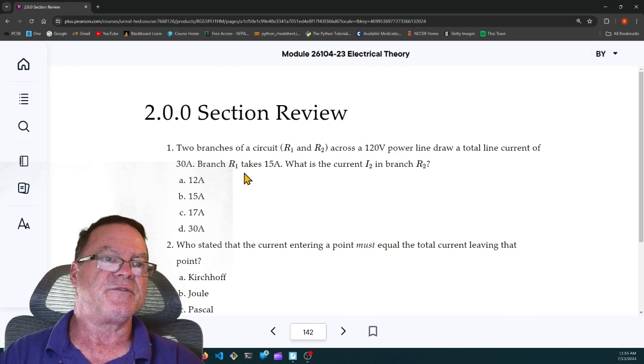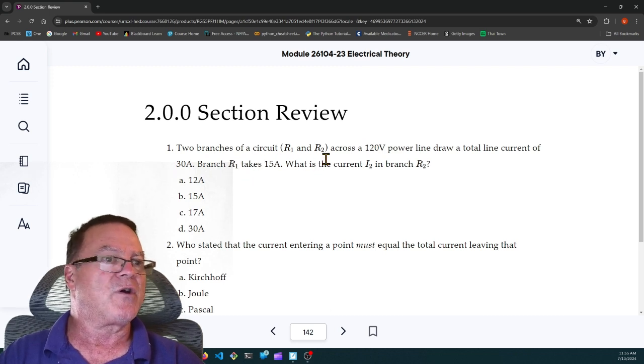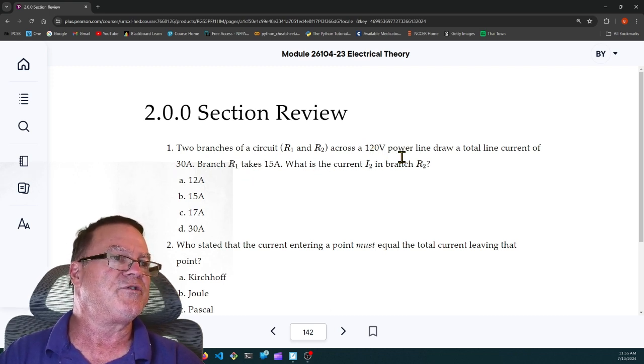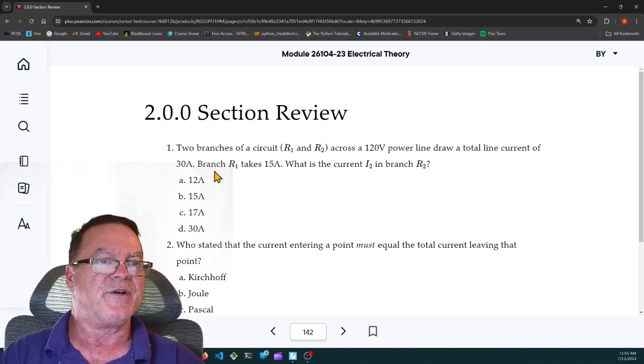2.0.0 section review. A. Two branches of a circuit, R1 and R2, across a 120 volt power line draw a total line current of 30 amps. Branch R1 takes 15 amps. What is the current I2 in branch R2? Well, 30 minus 15 is 15. So I2 equals 15 amps.